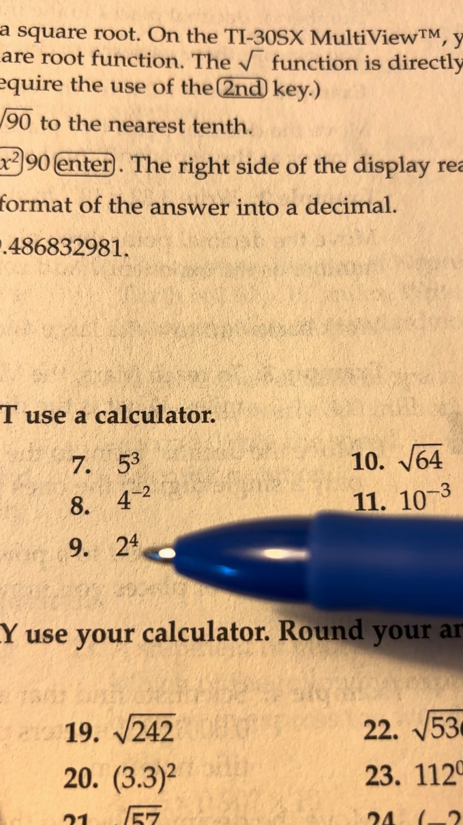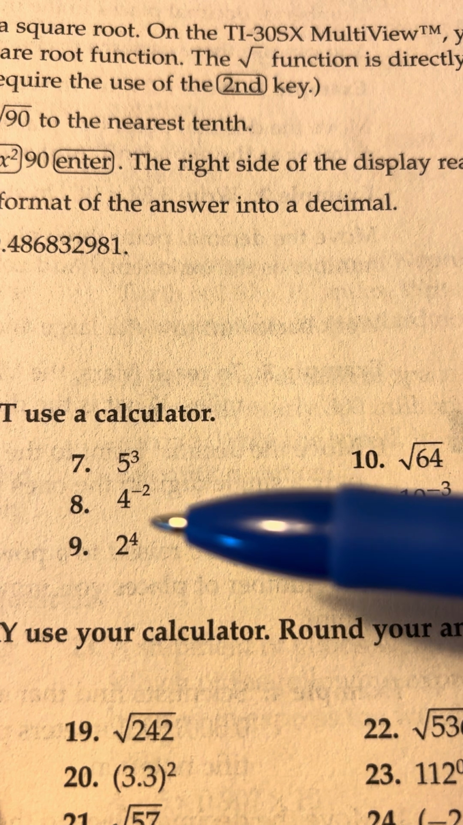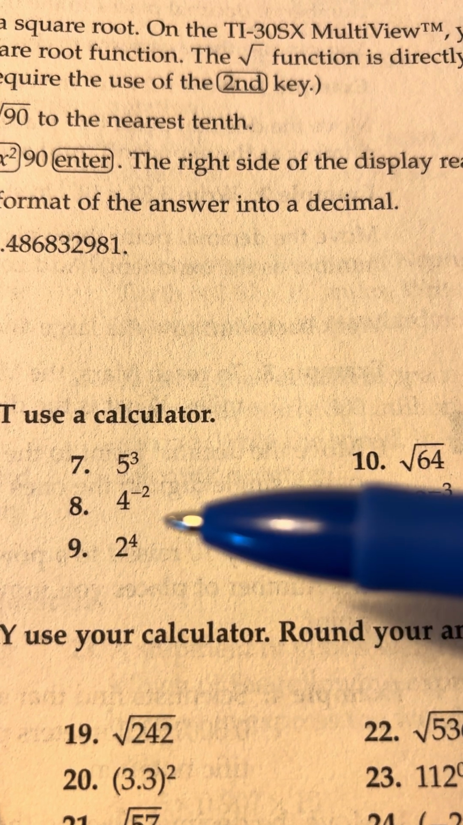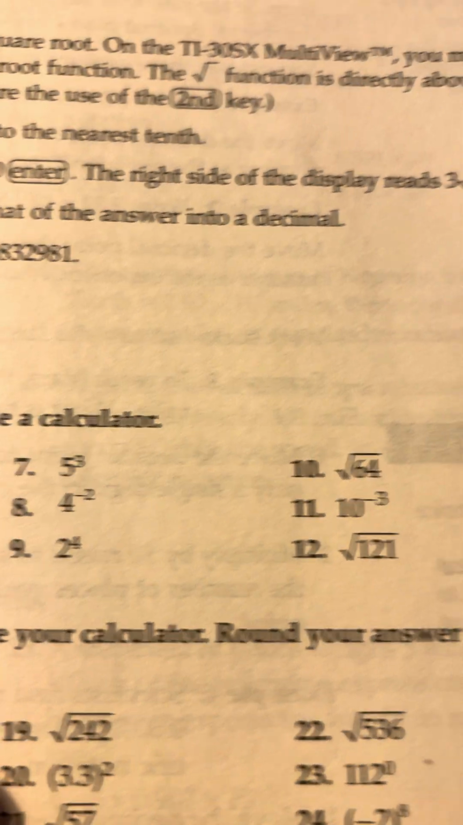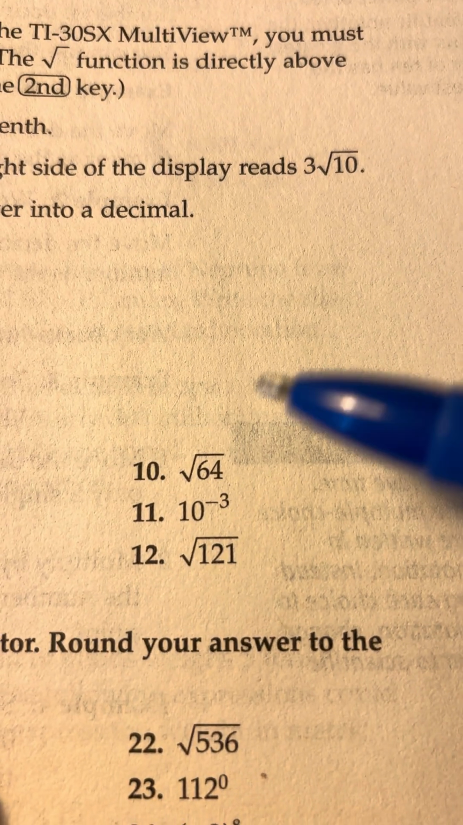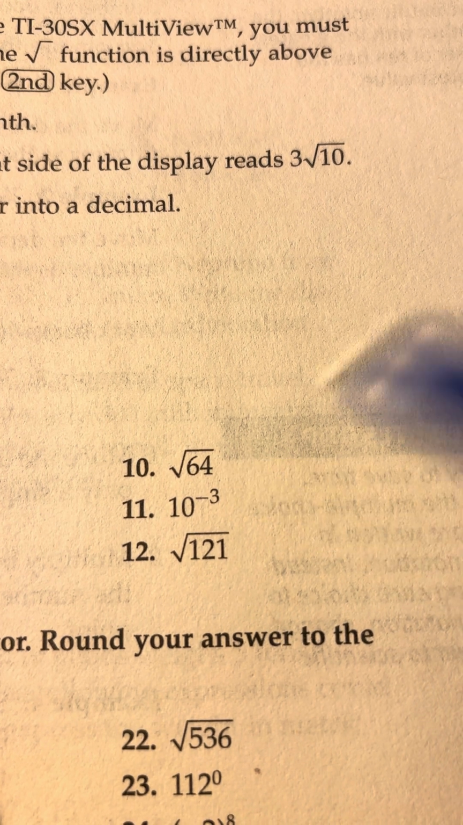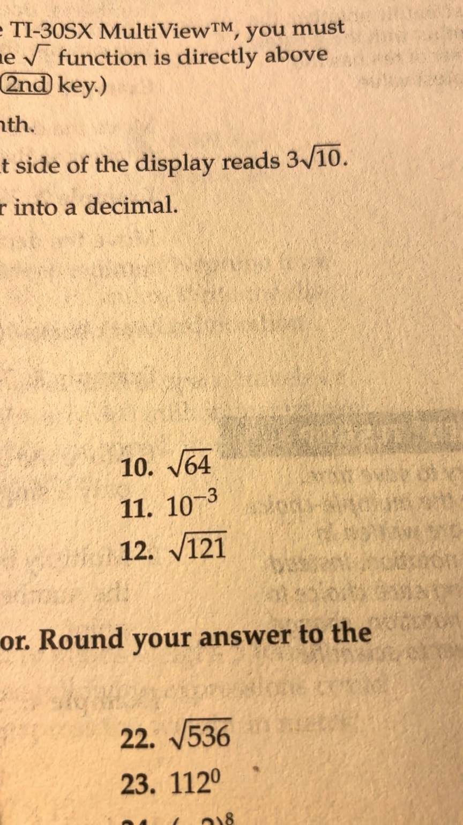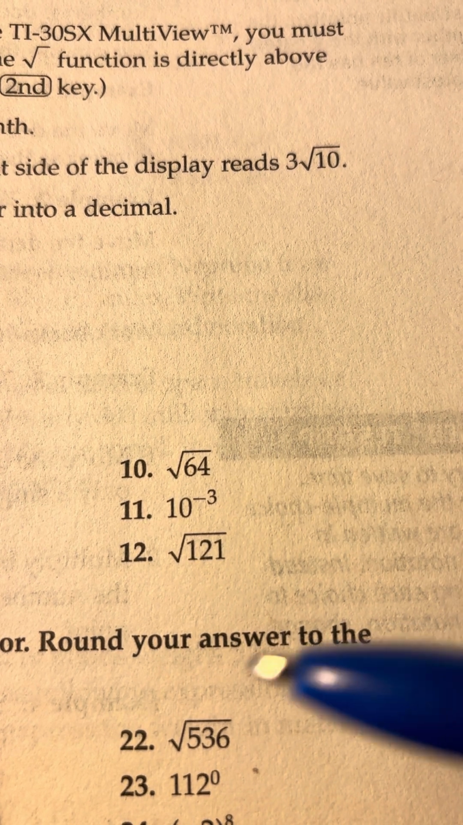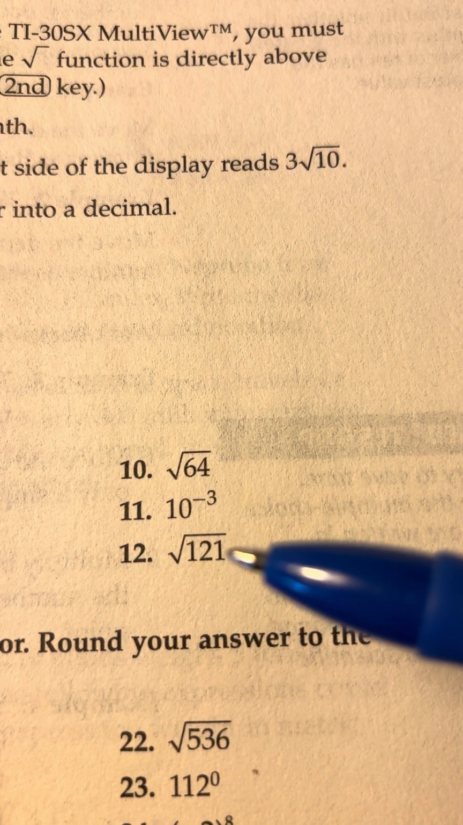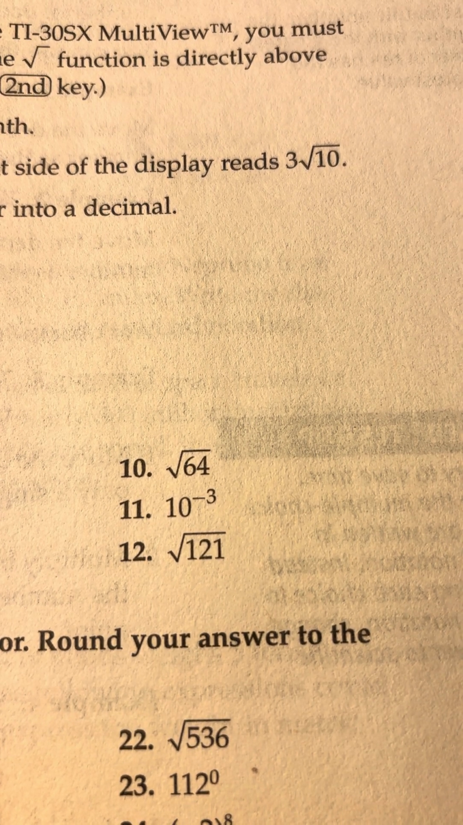2 to the 4th means 2, 4 times. 2 times 2 times 2 times 2. So 2 times 2 is 4, times 2 is 8, times 2 is 16. This one asks you the square root of 64. What number multiplied by itself is going to give you 64? That's 8. This one is the square root of 121, which happens to be 11.